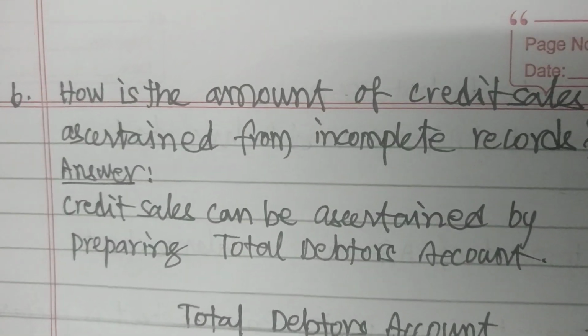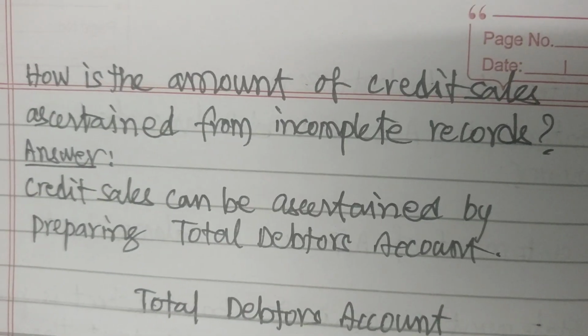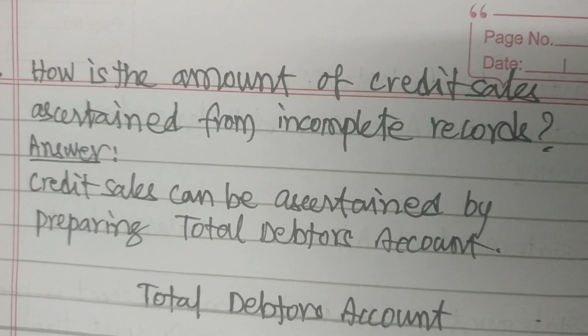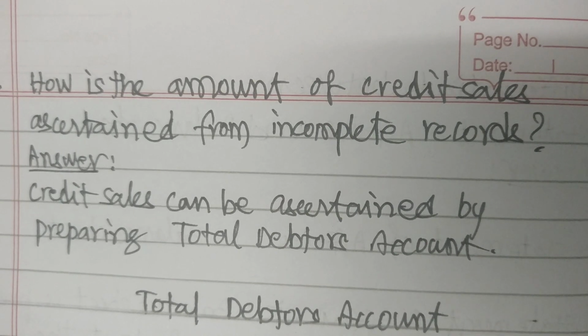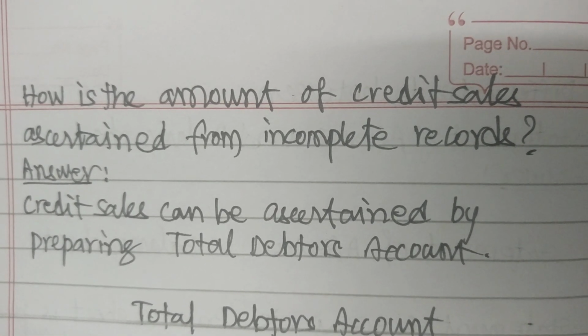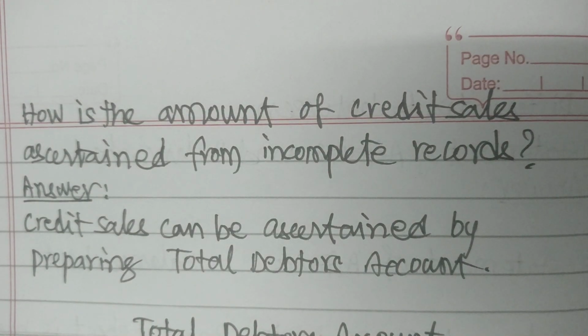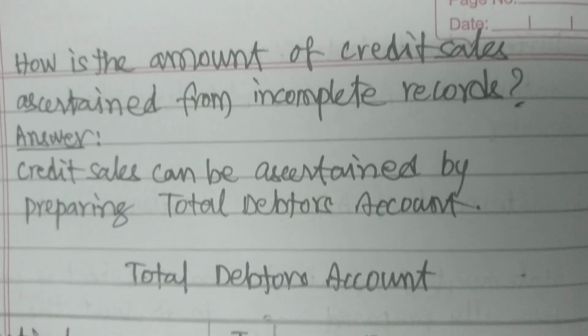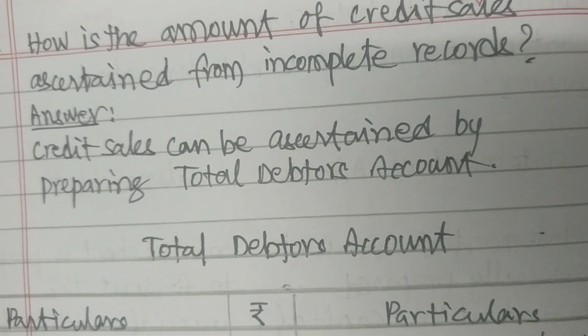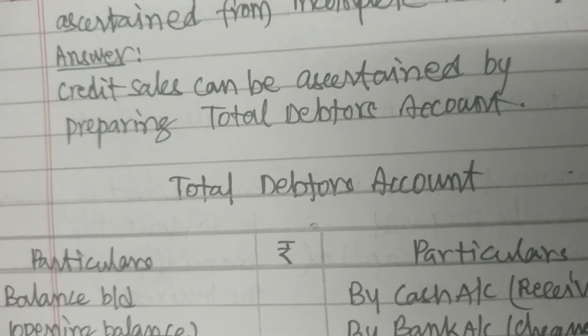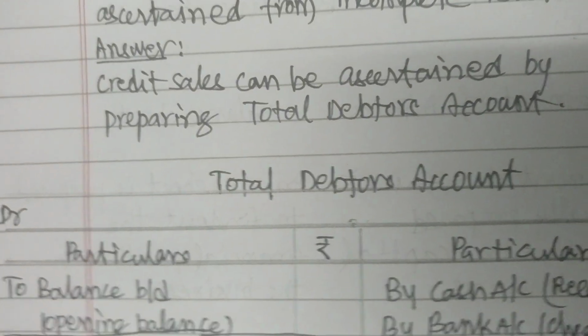Next question. How is the amount of credit sales ascertained from incomplete records? Credit sales can be ascertained by preparing the total debtors account. Total debtors account: debit, credit.